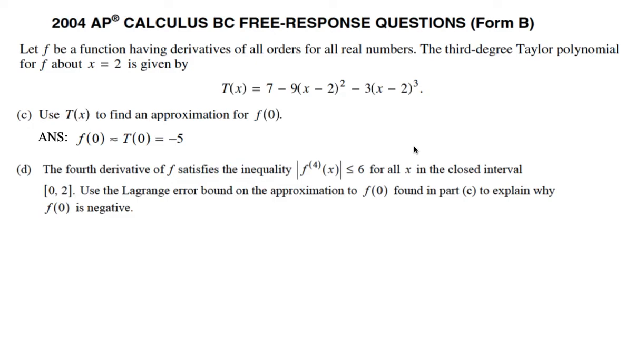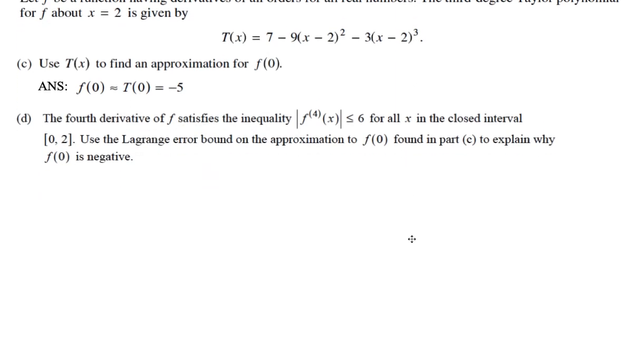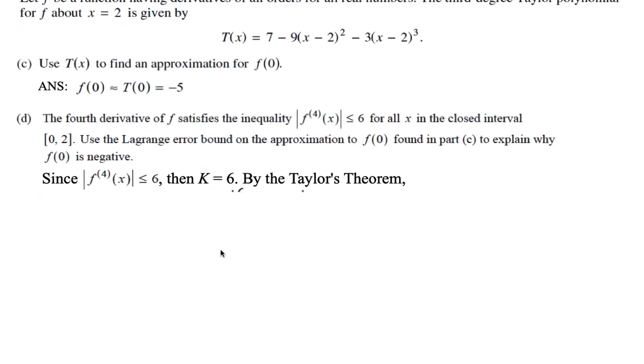In part D, we were told the fourth derivative of f satisfies the inequality that the absolute value of the fourth derivative of f is less than or equal to 6 for all x in the closed interval 0 to 2, which includes 0. They want us to use the Lagrange error bound on the approximation for f of 0 in part C to explain why f of 0 must be negative. Since we know the fourth derivative is less than or equal to 6 for all values in the interval, then we can let k be 6.